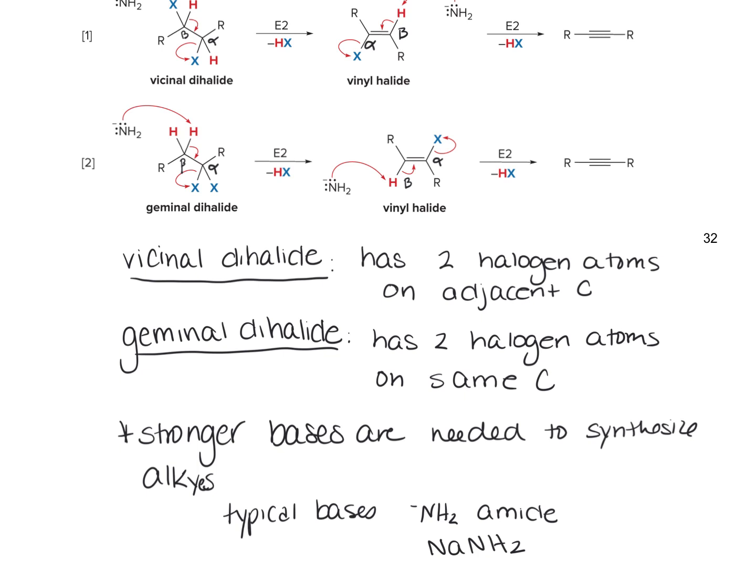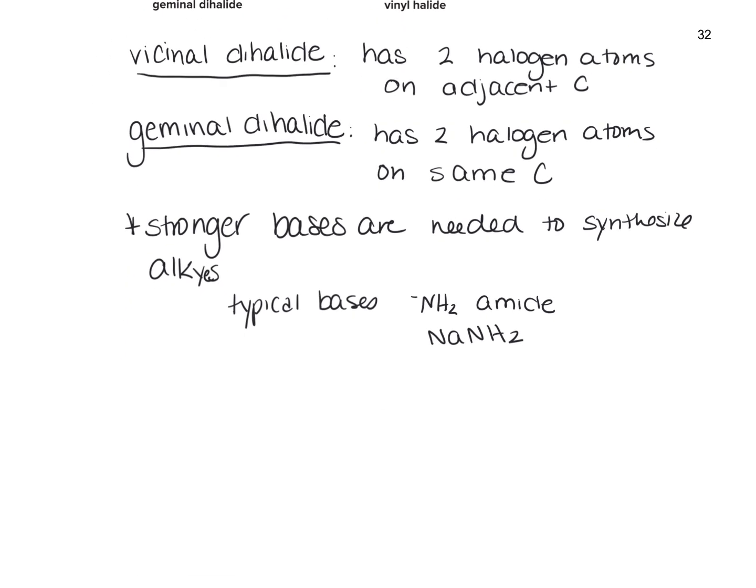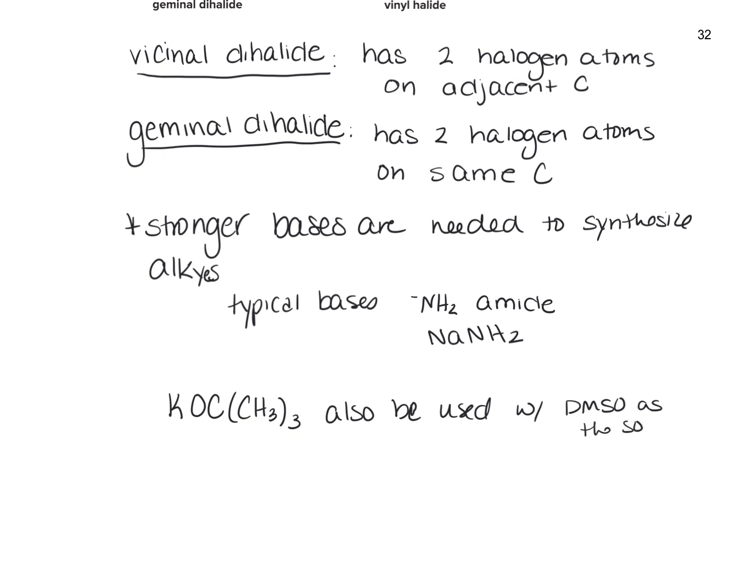The other thing that can be used and is used pretty frequently is tert-butoxide, which is a butoxide. That can also be used with DMSO as the solvent, right? And so stronger bases are just needed to break the stronger sp2 hybridized carbon-hydrogen bonds in that second elimination reaction.